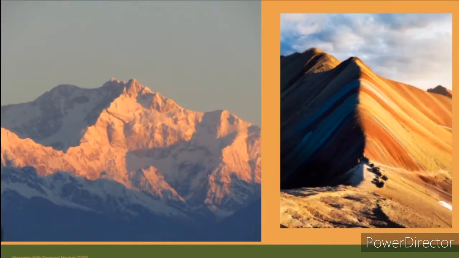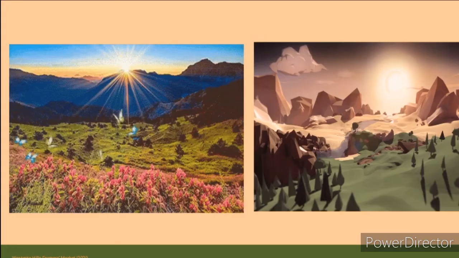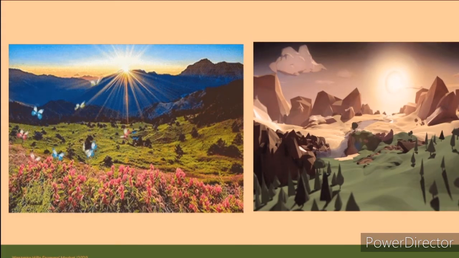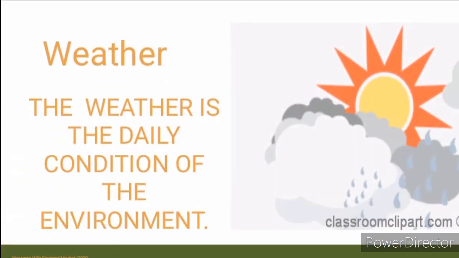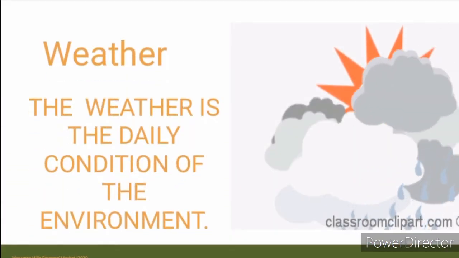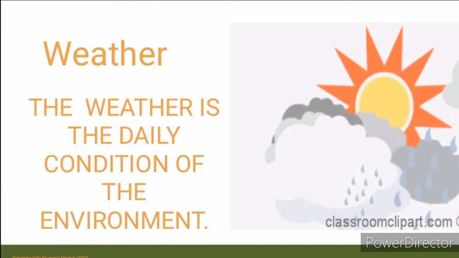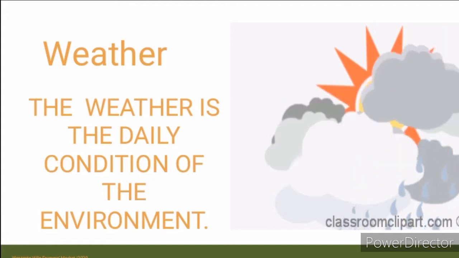You can see a mountain here, you can see mountains here, you can see that the shape of the land is high. So that's a type of landform. And you can see to my left a flat land. It's not so high, it's flat. So those are examples of landforms. Okay, another geographical term used in geography is weather.